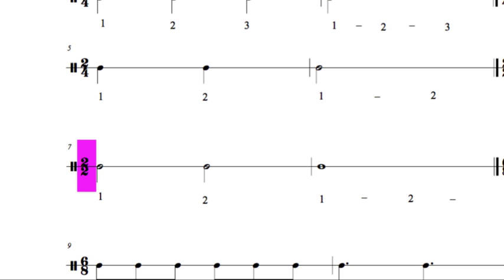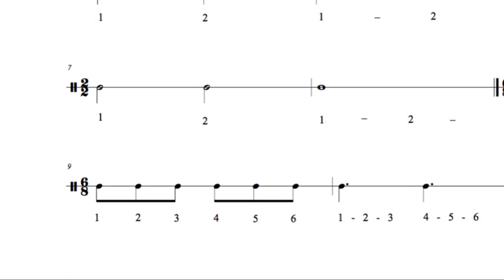The next one is what we call cut time. It simply means cut the 4/4 time in half. In cut time, there are 2 beats per measure. Now the bottom number is number 2. The number 2 means half notes get one count. In 4/4 time, remember, half note gets 2 counts. In this one, the half note gets one count. So to count this, go like this. 1, 2, 1, 2.